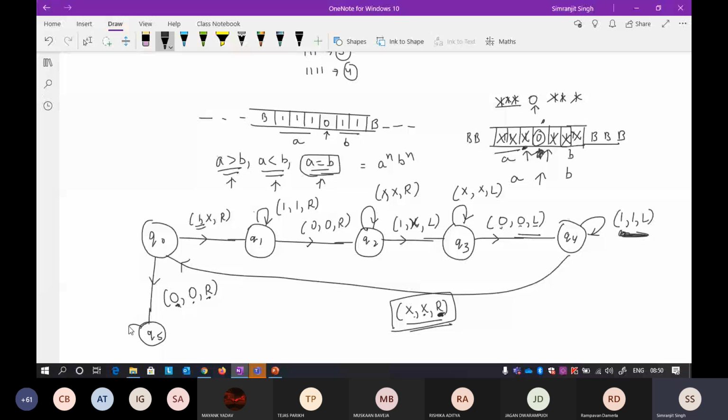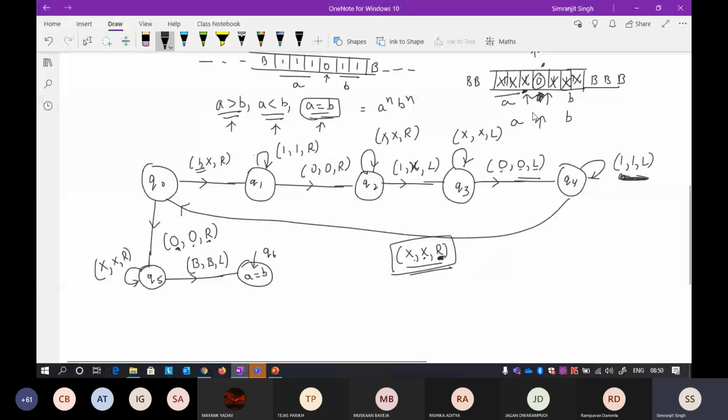Now I will see that only if there is an X, then keep the X as it is and keep moving right until you find a blank. Okay, so if you find a blank, this will be your halting state. Okay, so if you find a blank, keep the blank as it is, you can move towards left or right, it depends upon you. Now this will define that your A is equal to B. Okay, so this is your halting state q6. Okay, so I got a little confused because all the inputs are over.